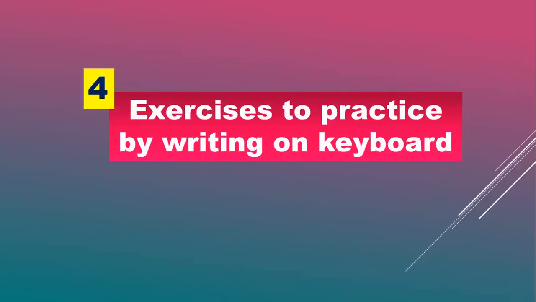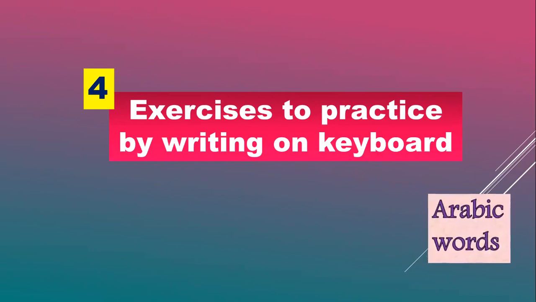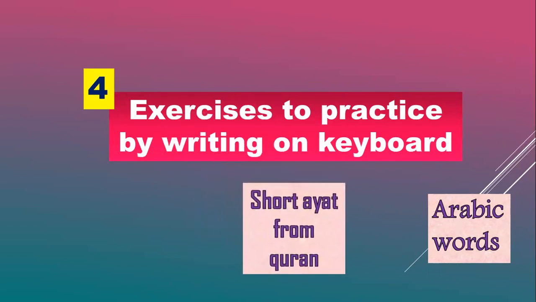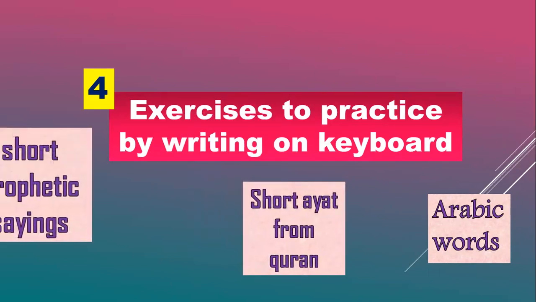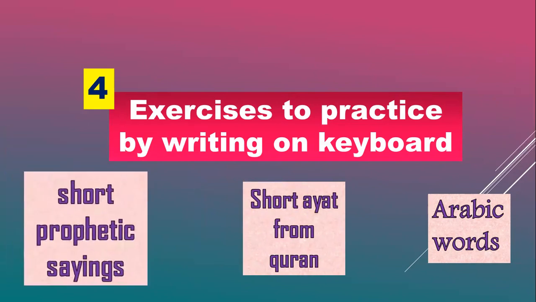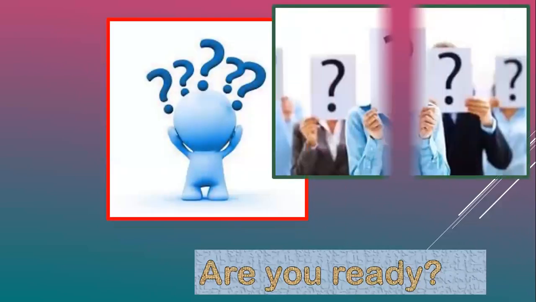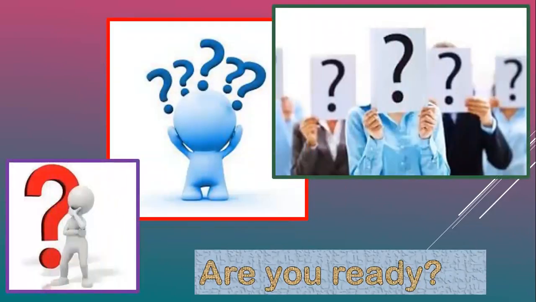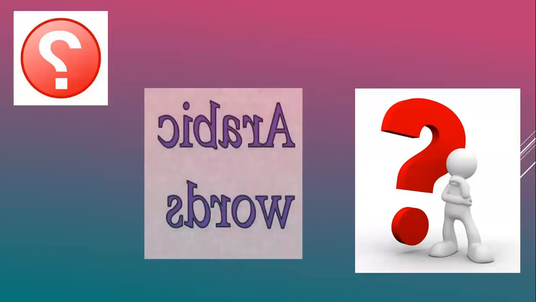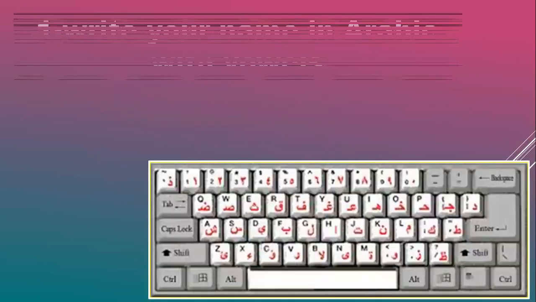Let's go to the fourth part in our class today, to do exercises, to practice by writing on keyboard. We will do three types of exercises. The first type, Arabic words. The second type, short ayat from Quran. The third type, short prophetic sayings. Let's start. Are you ready? Okay, let's go, starting with Arabic words.